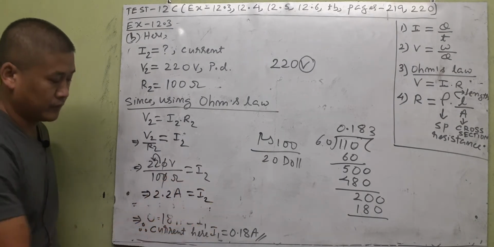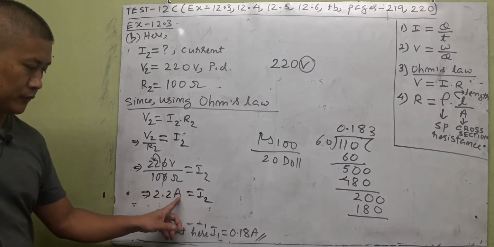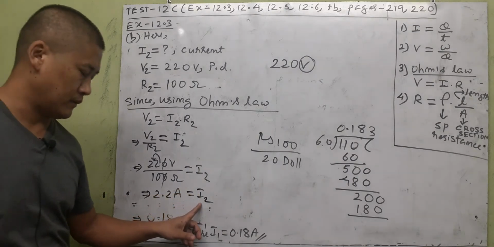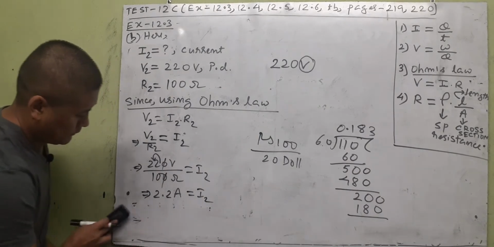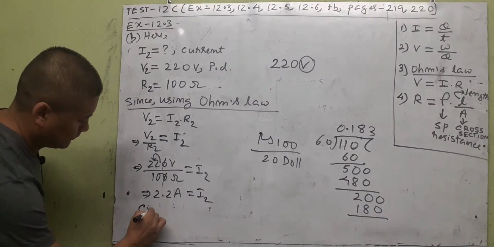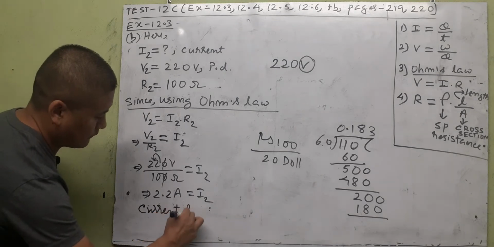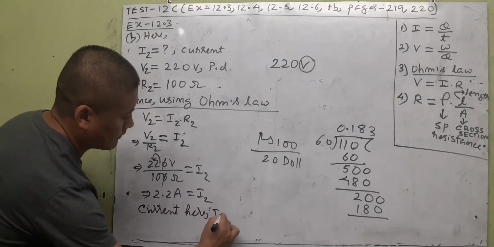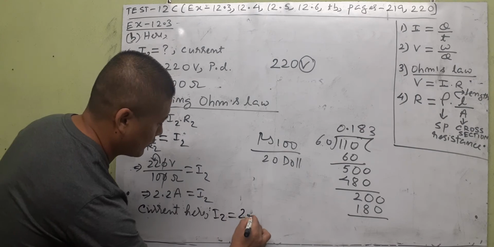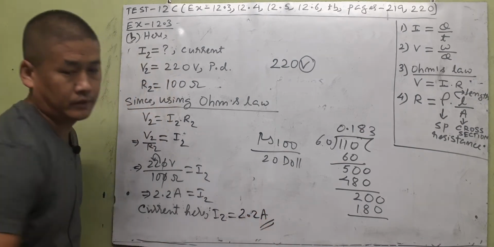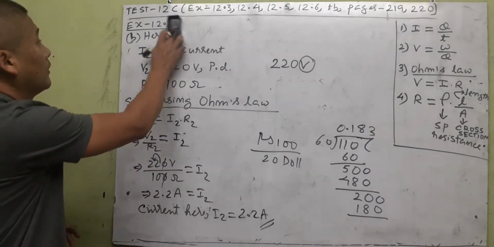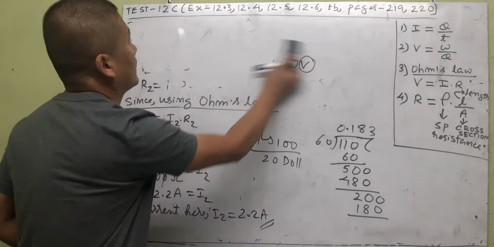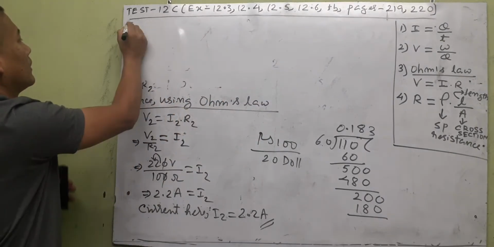I is current, so we know to put ampere here, because the SI unit of current is ampere. So in the B case, the current flowing here, I2, is equal to 2.2 ampere. I hope you're getting it right. Okay, that's good. Now, let us go to the next one, 12.4.